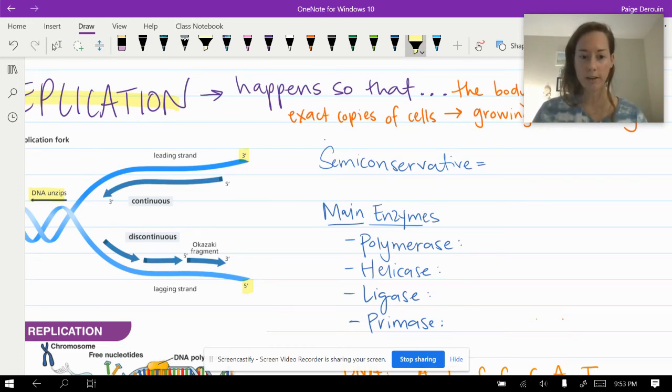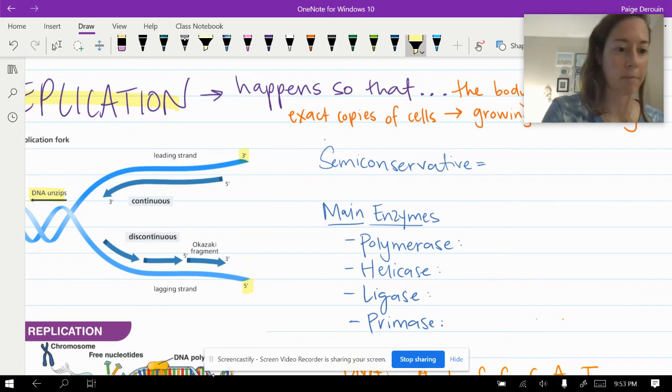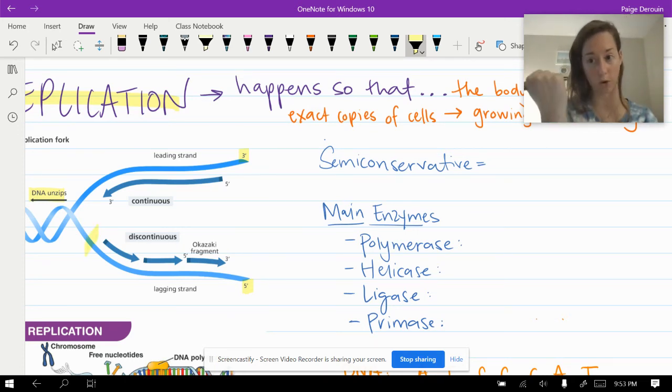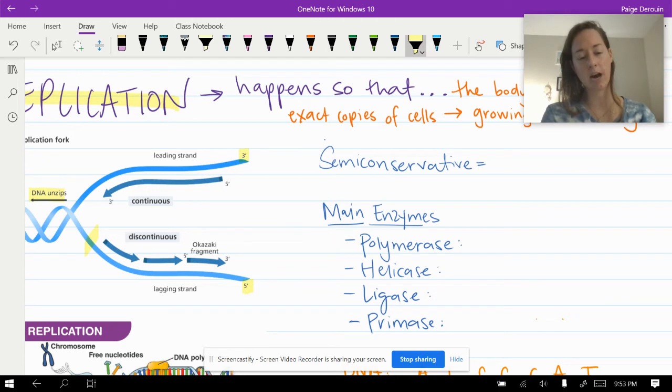The other one is backwards, and the enzymes don't work backwards. So they have to work forward, which means they start like back here at the beginning. And then they work towards the end. So this one has to be copied in little fragments. And those fragments have a cool name after a scientist, which is an Okazaki fragment.